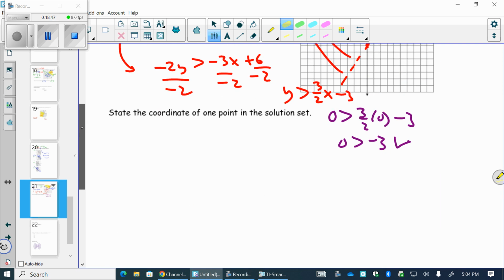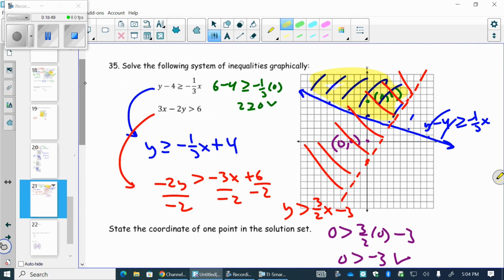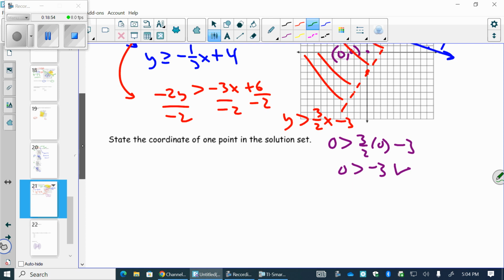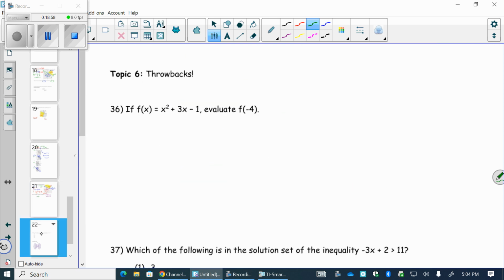Okay. State one point in the solution set. The point I showed before, you can see it right here, this point, 0, 6. There's lots of answers there. Okay. All right, so here's the throwback.